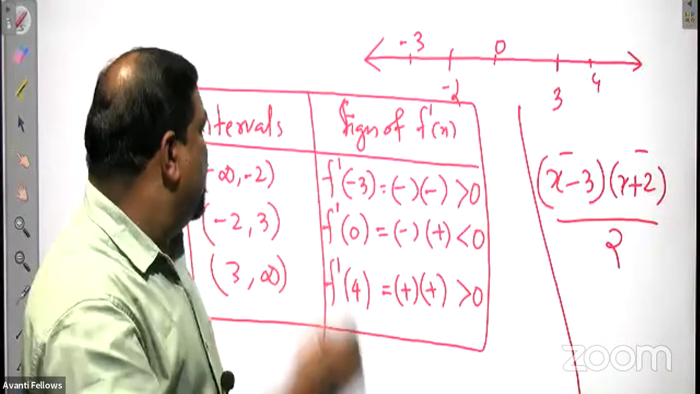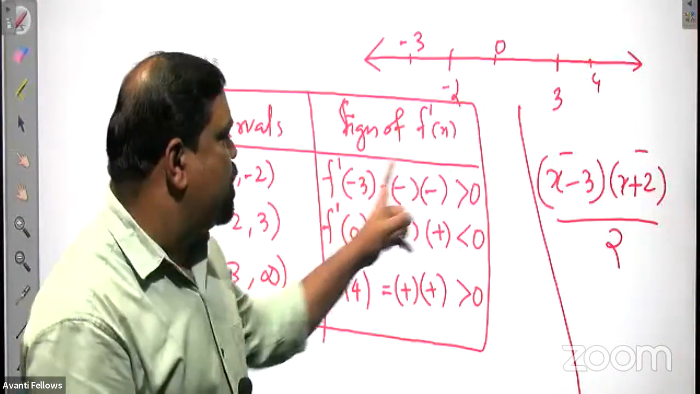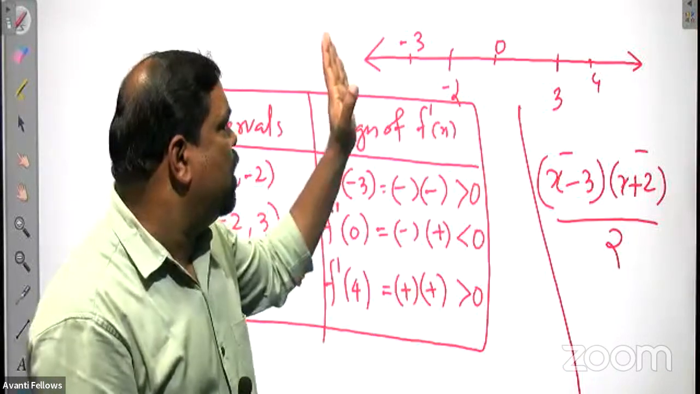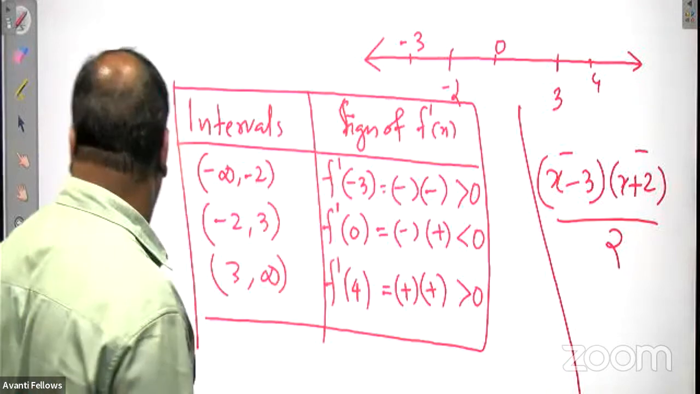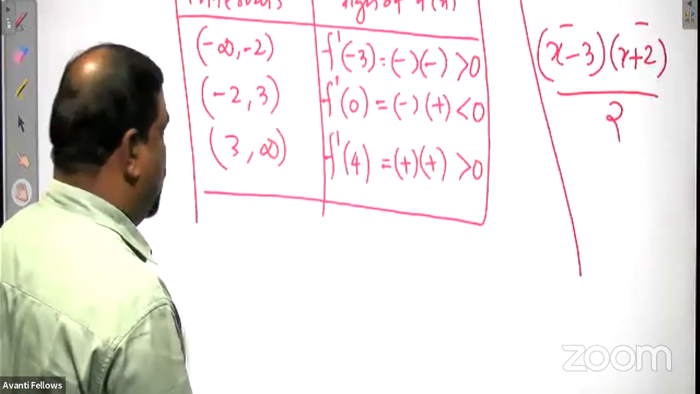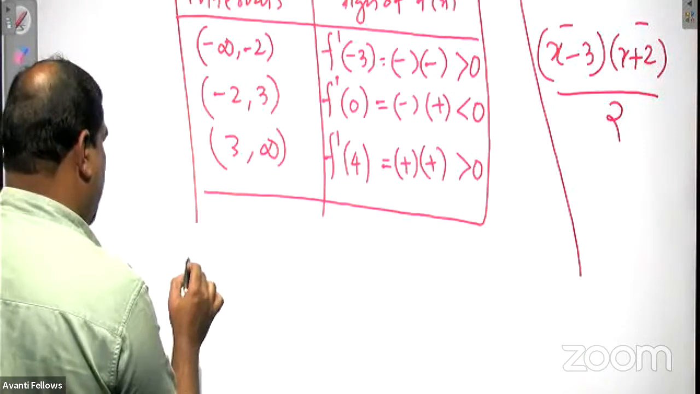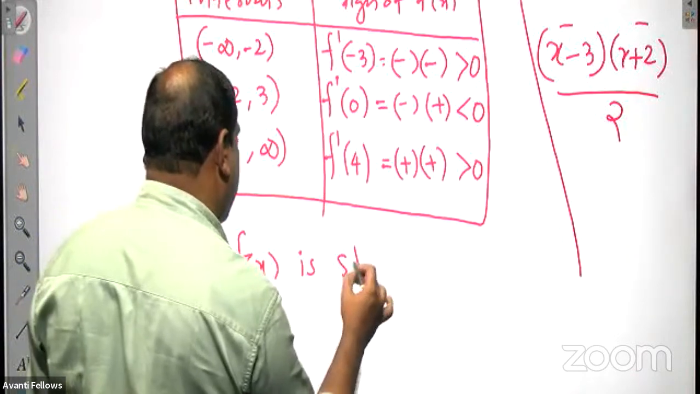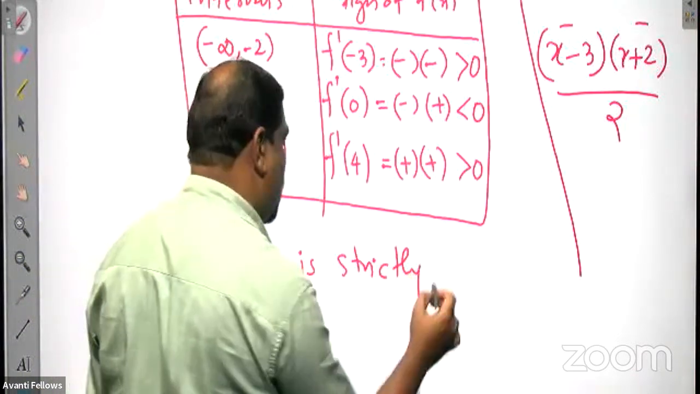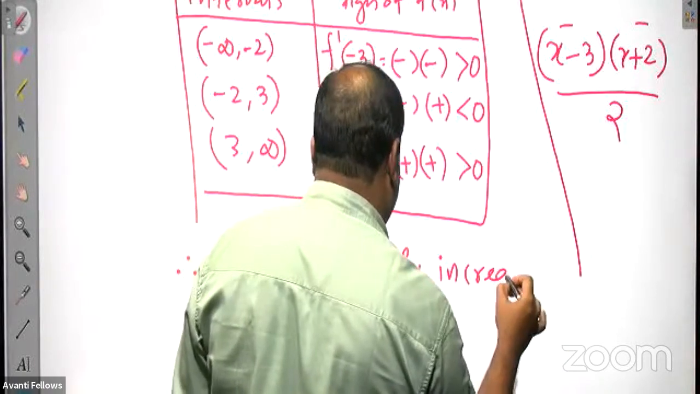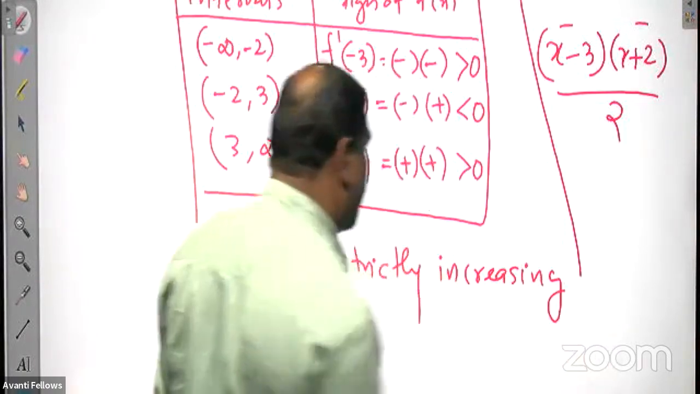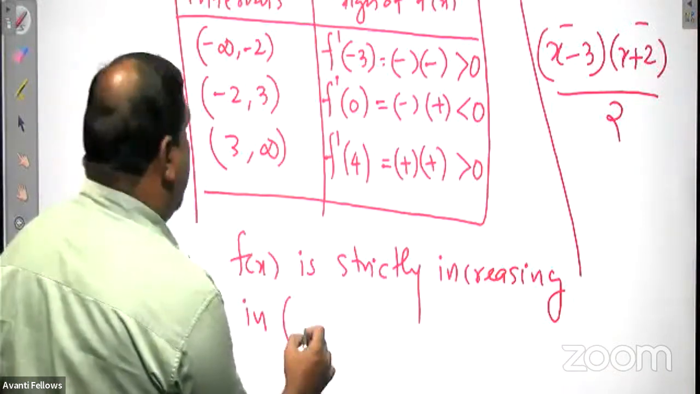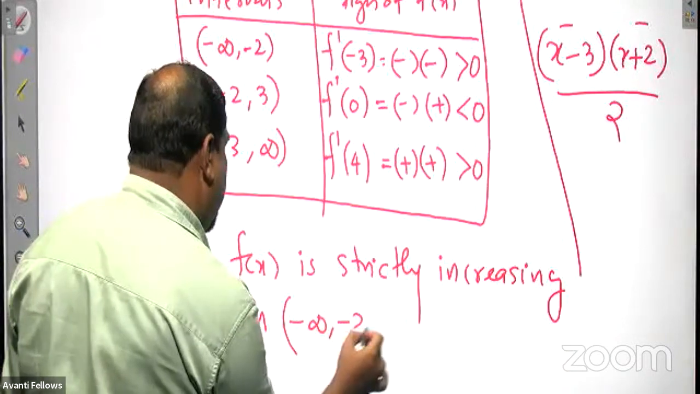In the first interval, if the derivative is greater than 0, what's the meaning? The function is strictly increasing in minus infinity to minus 2. Like that, we have to write the conclusion. Therefore, the function f of x is strictly increasing in minus infinity to minus 2.